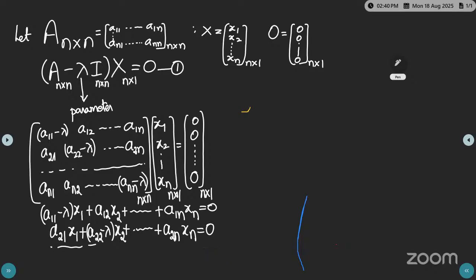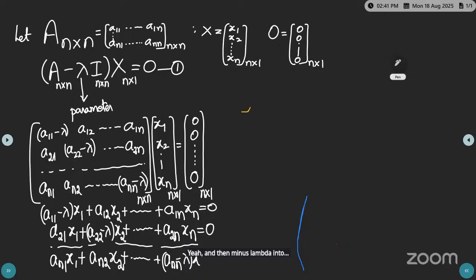And so on, an1 x1 plus an2 x2 plus and so on, ann minus lambda into xn equal to 0.